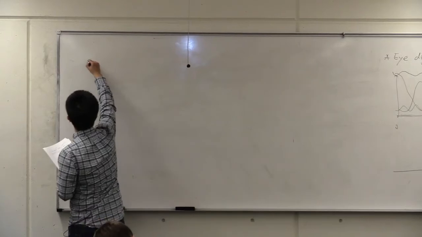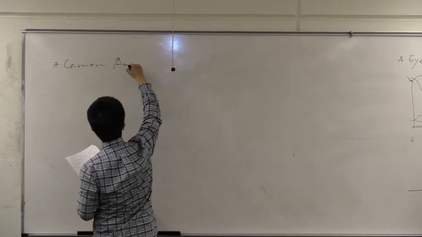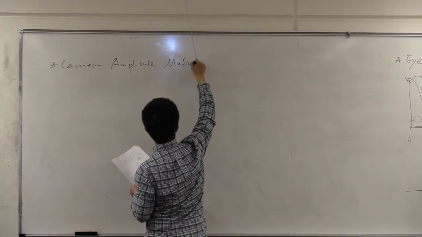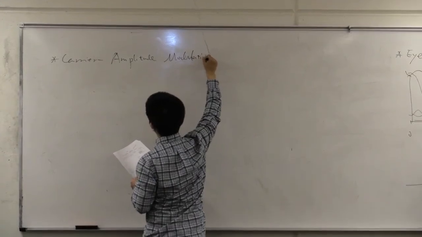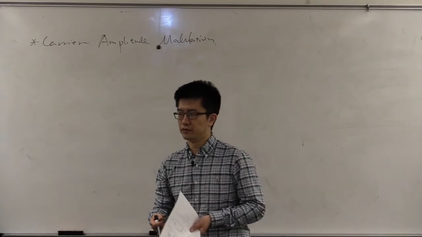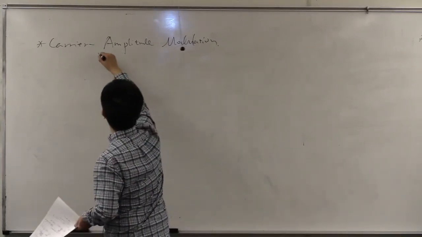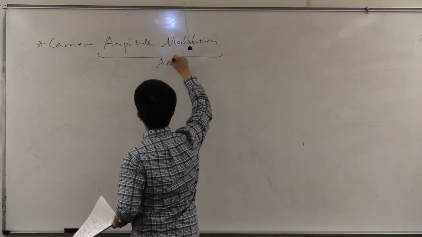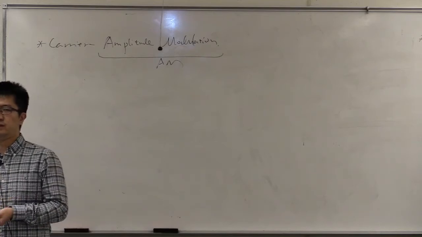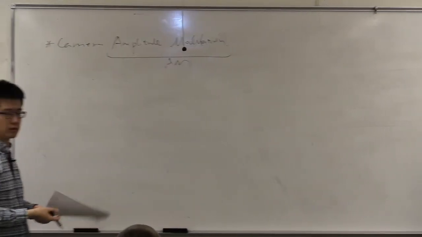So, carrier amplitude modulation. We kind of covered this in our 3500 before. Basically it's called AM, amplitude modulation. This carrier means that we're going to modulate the signal, shift the signal to some higher carrier frequency, basically multiplying by a cosine function.